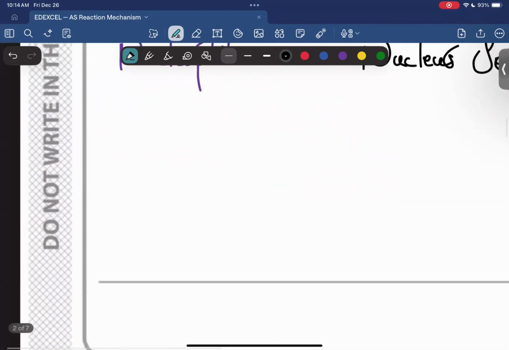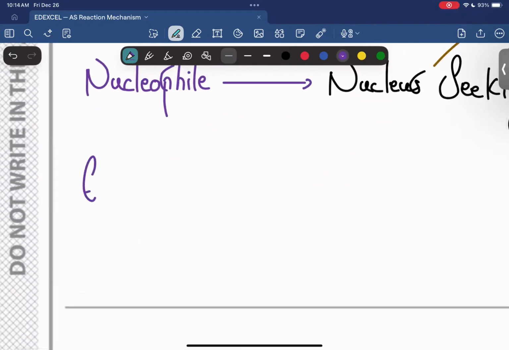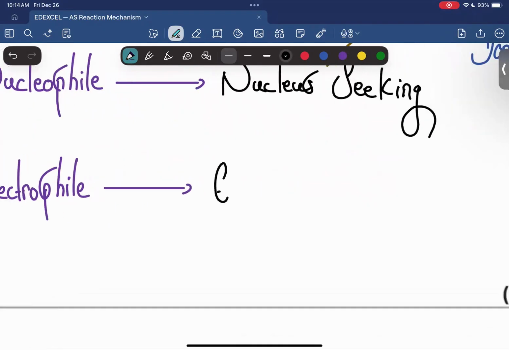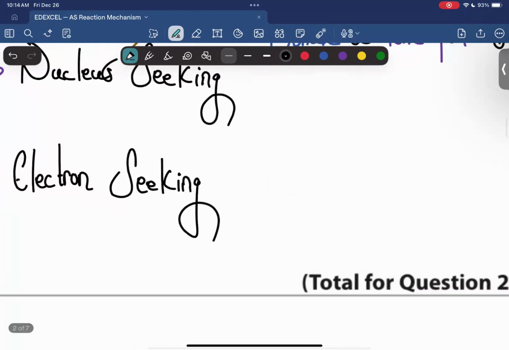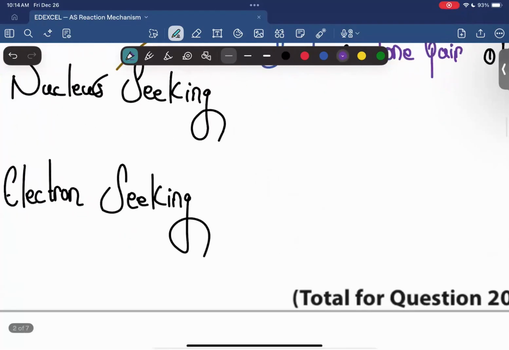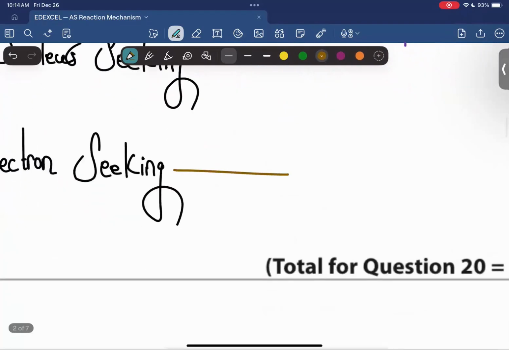Okay, and on the other hand, there is another substance known as an electrophile. This basically is what I refer to as electron seeking. Now, this electron seeking and nucleus seeking are crude terms, but I'll be using them for the simplicity of the overall process. Okay, and electrophiles could basically accept a pair of electrons.